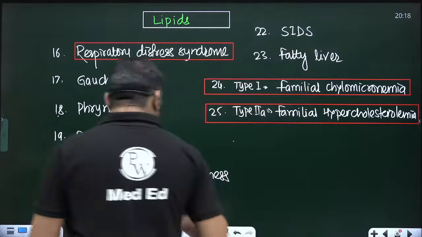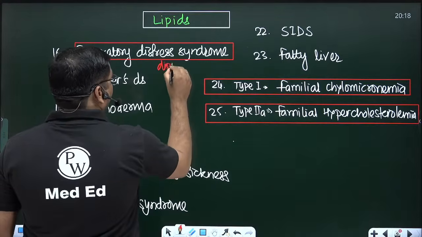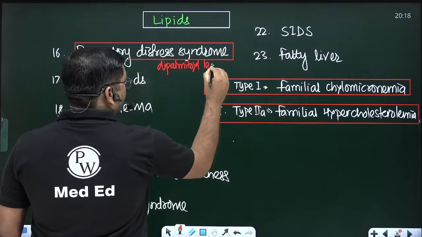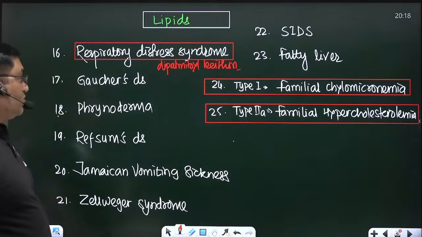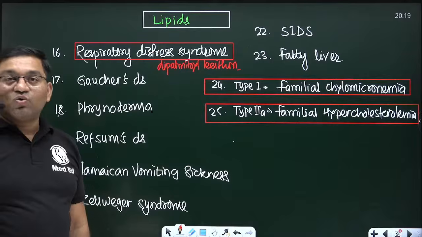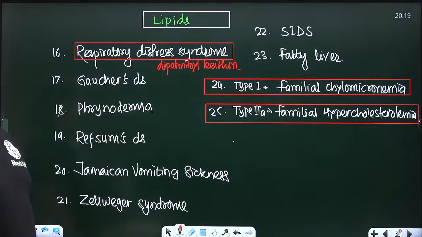So there is a role of dipalmityl lecithin, which is defective in this disorder and that causes the collapse of the lung. This surfactant prevents the alveoli from collapsing at the end of expiration. So this is important.